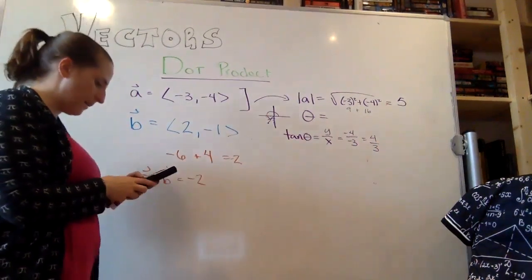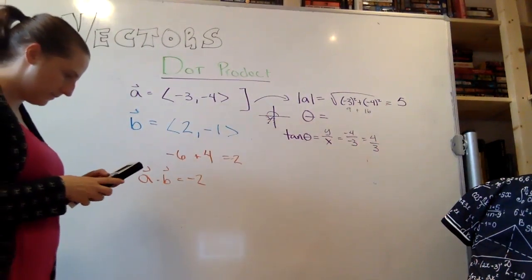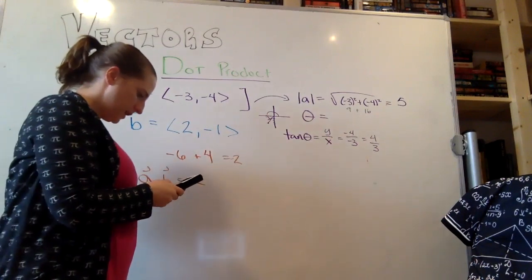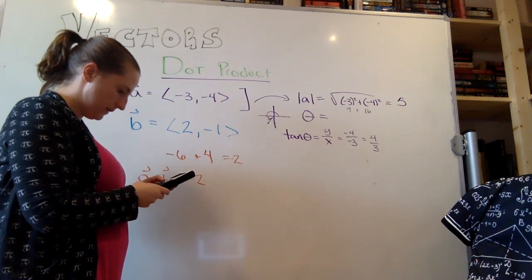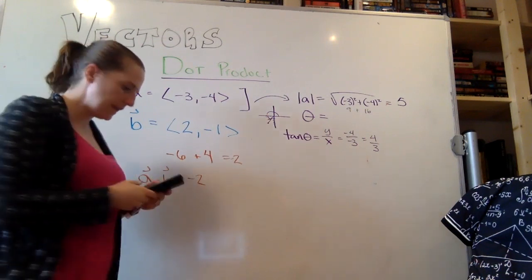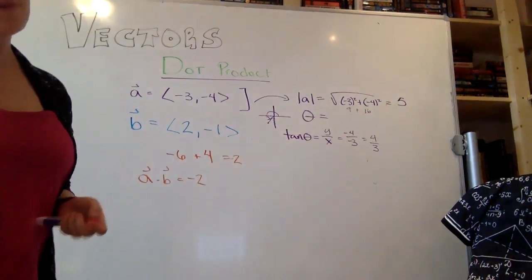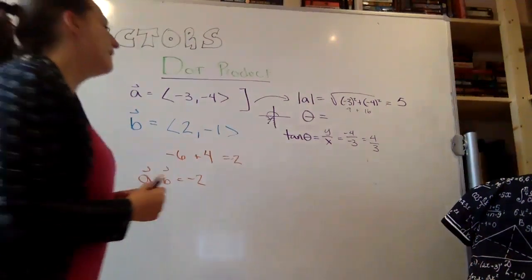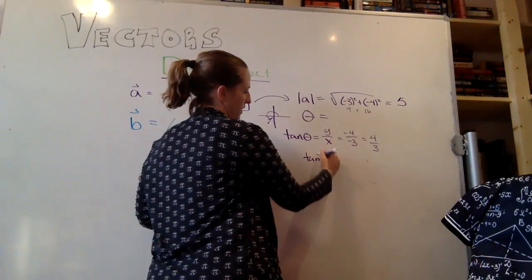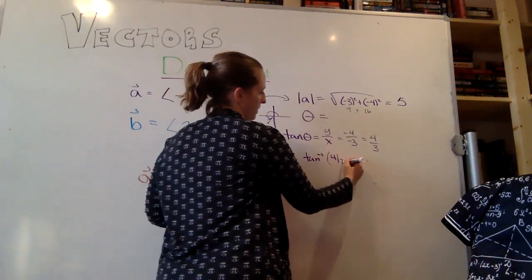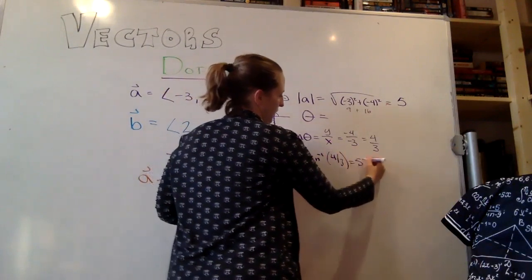What do I mean by that? Well, let's do inverse tangent of 4 divided by 3. And that gives me 53.1. I'm going to round to 53 degrees. Okay, so doing inverse tangent here, inverse tangent of 4/3 equals 53 degrees.